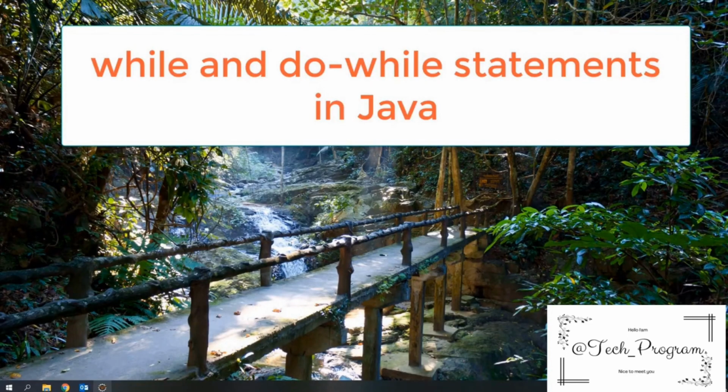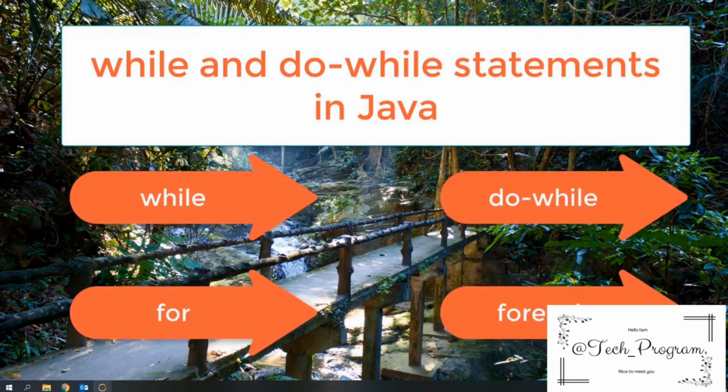In this video, we will discuss while and do-while statements in Java. Generally, we have four types of looping statements in Java: while, do-while, for, and for each. Out of these four, we will look at the while and do-while statements in this video, and in my next video, I will cover the for and for each statements.